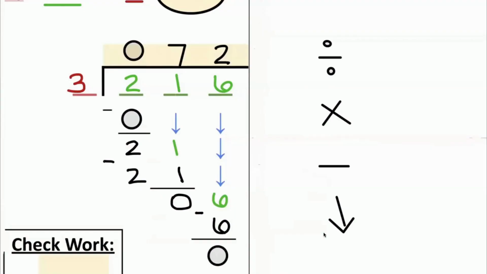So once there's no numbers to bring down, and you ended with 0, then we can just stop. So our answer here is 72.